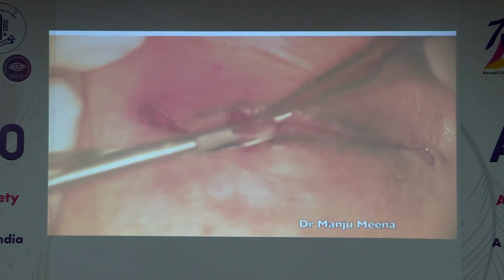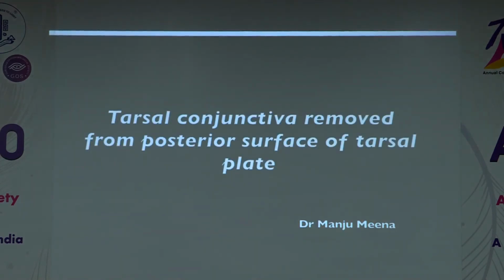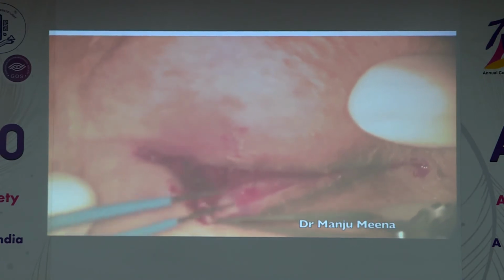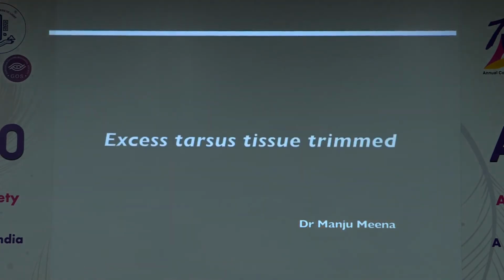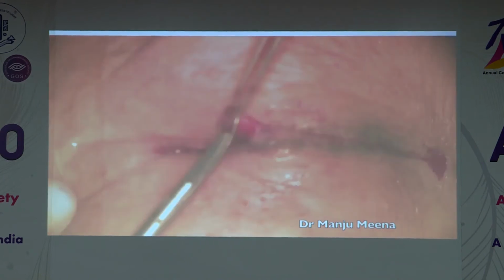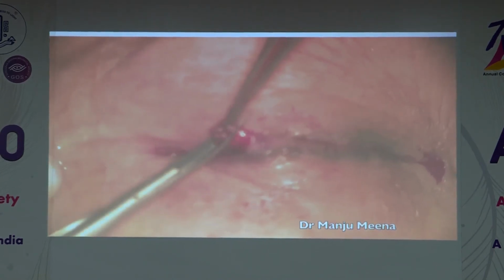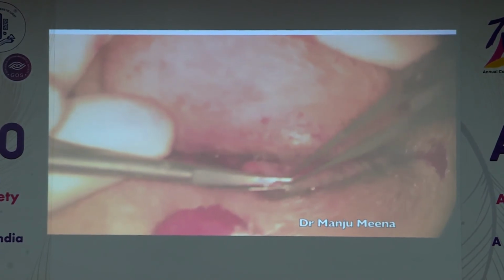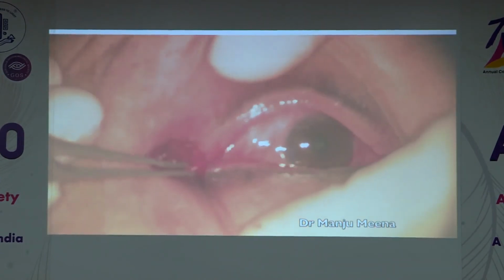So the purpose is to make this tarsus strip free from any epithelial tissue because we don't want the epithelial tissue to invaginate into the wound. I'm just debriding the epithelium from the tarsus conjunctival surface. And once you've titrated the amount of tarsal tissue, the excess is excised. And also important to remove the epithelium from the upper border of the tarsal strip.